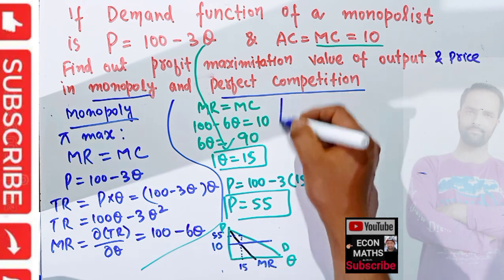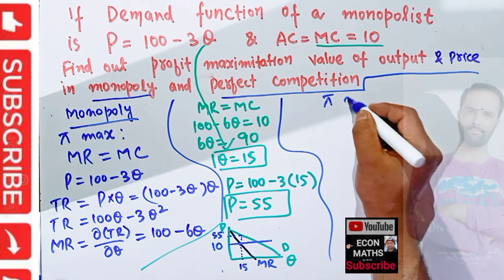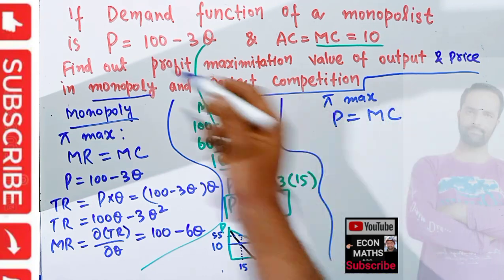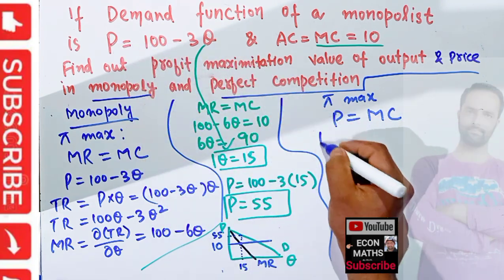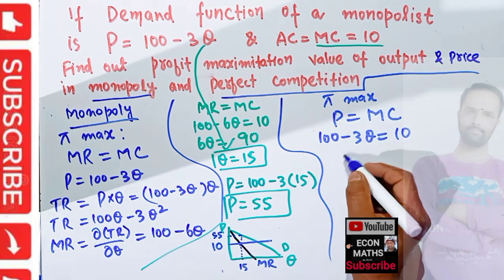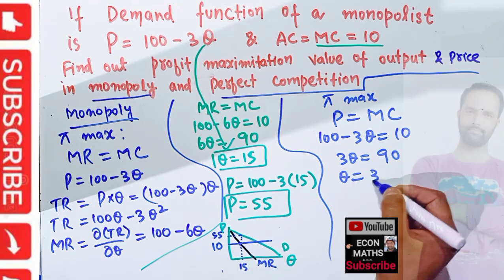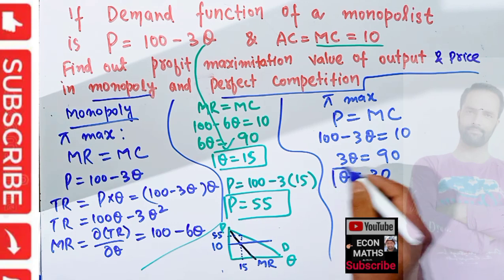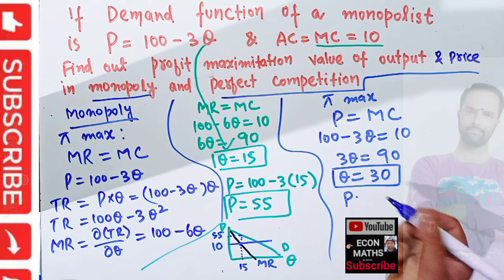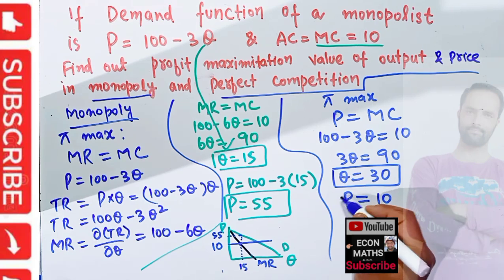corresponding to a price of 55. Now in case of perfect competition, the profit maximization condition is that price should be equal to marginal cost. Price is our demand function, so in place of P I can write 100 - 3Q, which should be equal to marginal cost, which is 10. Solving for Q, 3Q = 90, and dividing both sides by 3, we get Q = 30. The output produced in perfect competition is 30, at a price equal to marginal cost, which is 10.